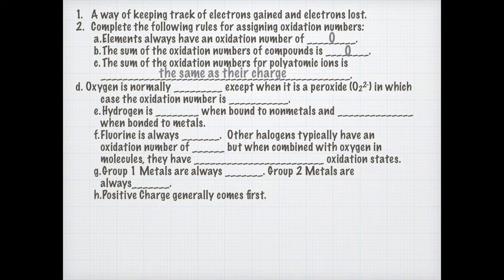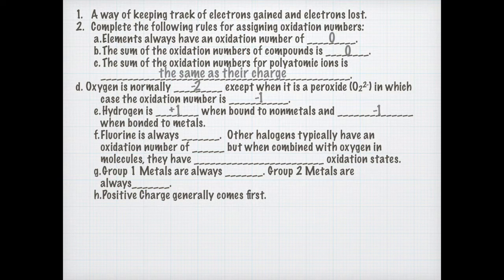Oxygen normally has a -2 oxidation number, just like its charge, except when it's peroxide. If it exists as O2 in a compound, its oxidation number is going to be -1. When hydrogen is bound to nonmetals, remember nonmetals have a negative charge, hydrogen is going to have a +1 charge. When it's bound to metals, which have a positive charge, it's going to have a -1 charge.